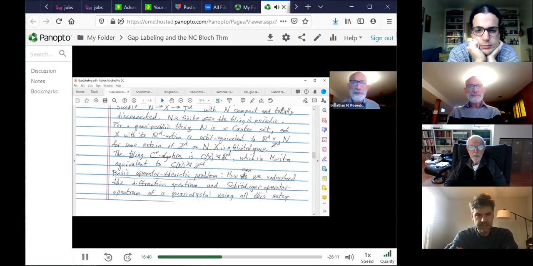C of n cross product by Z to the d. So now here's the basic operator theoretic problem. This is an operator theory seminar after all. So how are we supposed to understand the diffraction spectrum and the Schrodinger operator spectrum of a quasicrystal using all of this setup?